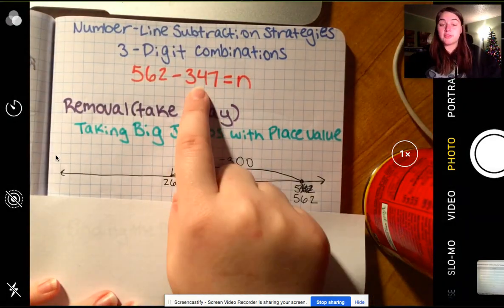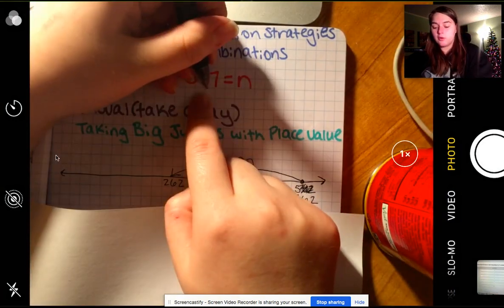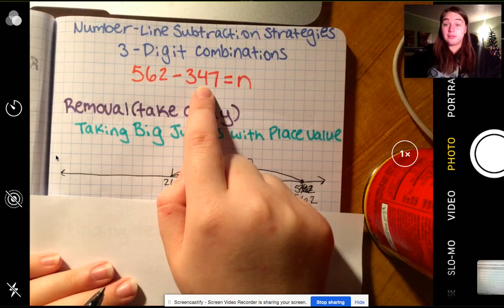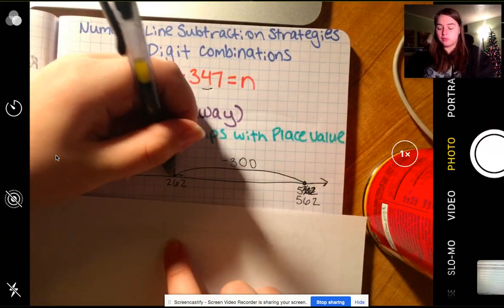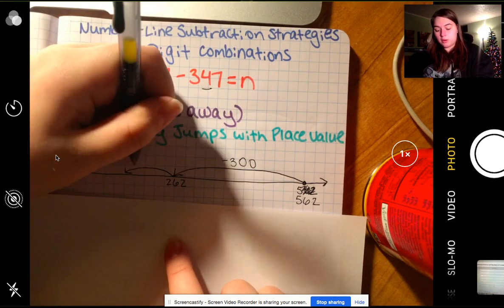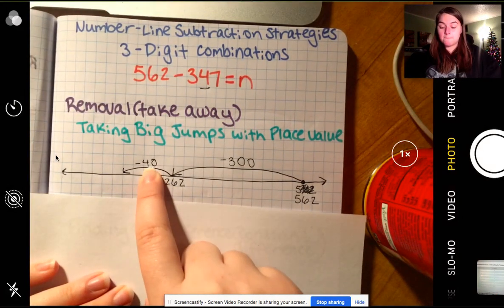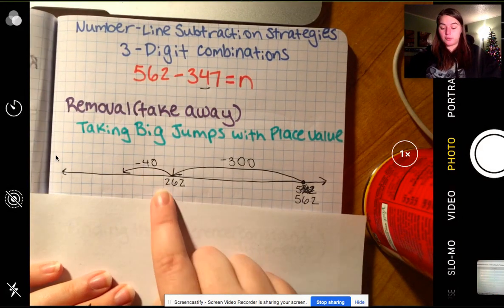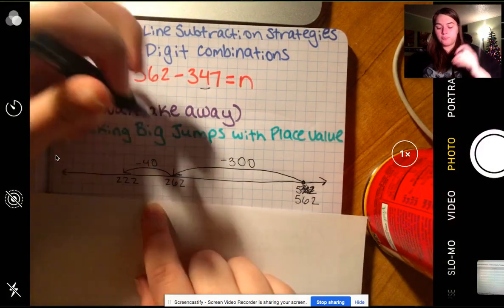Next, we can jump by the tens. And since it's 347, we know there's going to be 4 tens in it. So let's jump another 4 tens. And 4 tens is 40. So minus 40. So then we can do 262 minus 40. And that would end us up at 222.